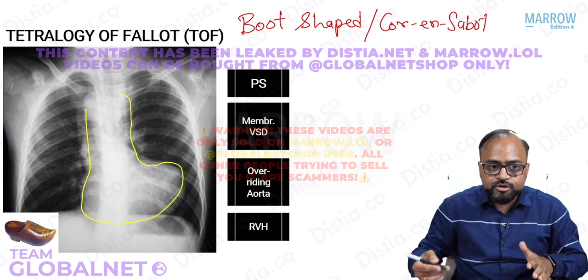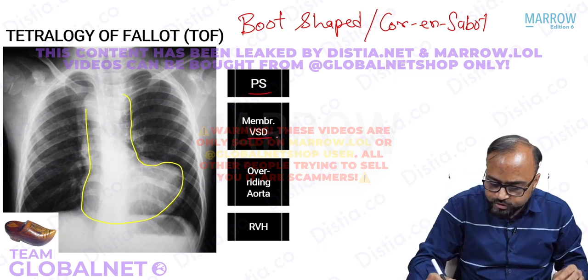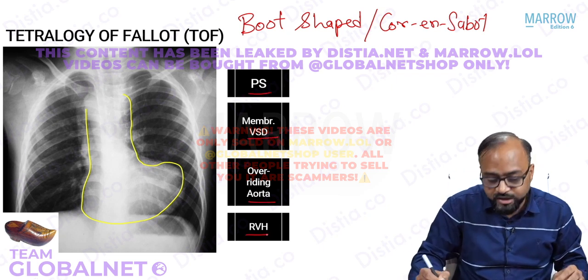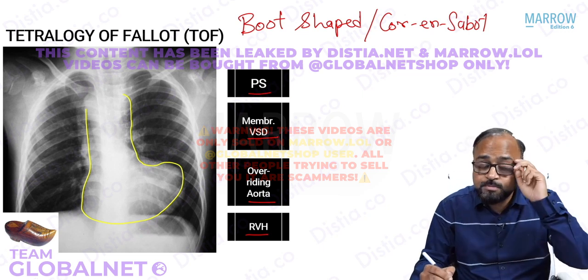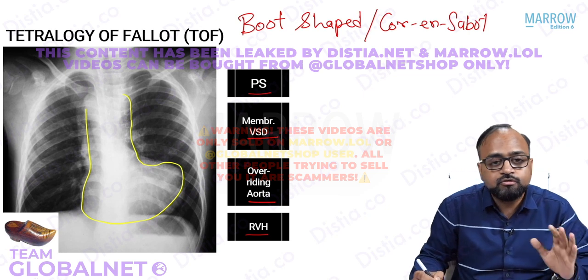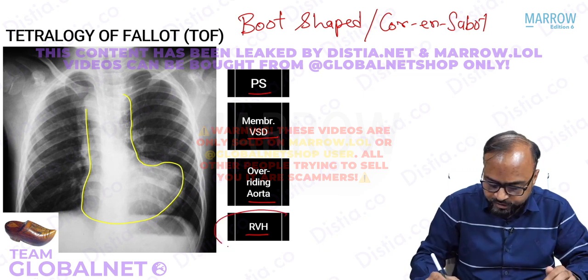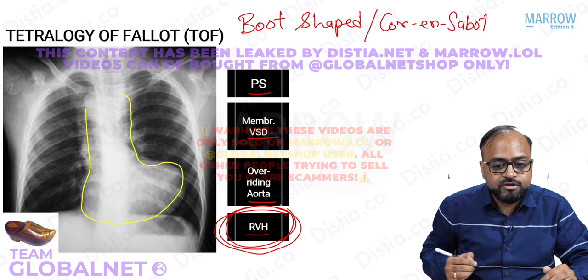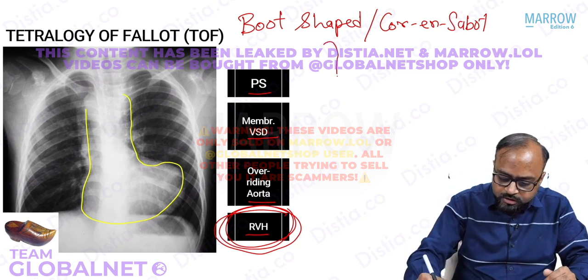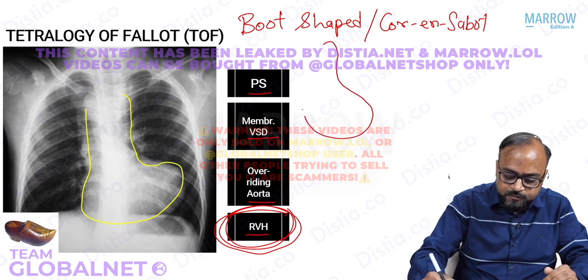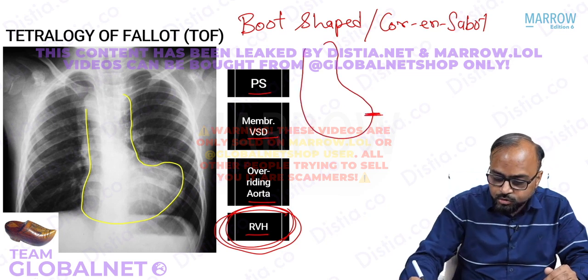See, what are the four components of tetralogy of Fallot? Pulmonary stenosis, membranous VSD, overriding aorta and RVH. Out of these four, can you tell me which one is predominantly responsible for the boot-shaped configuration of the heart? It is RVH. Why is it so? It is so because, see, this is the normal shape of the cardiac apex like this. Cardiac apex lies here normally.